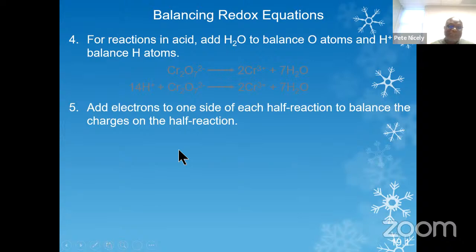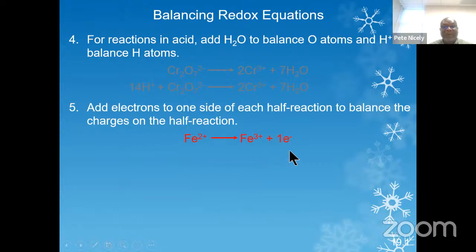Now, the key thing you need to remember is that each electron carries a negative charge. So therefore, if you add an electron to one side of a half equation, you will be reducing the total charge of that side by 1, all right? So that's a key thing you need to remember. So let's apply this particular rule to the balancing of this equation right here.